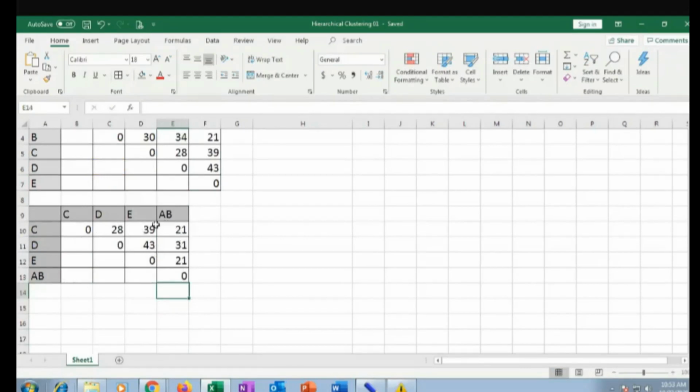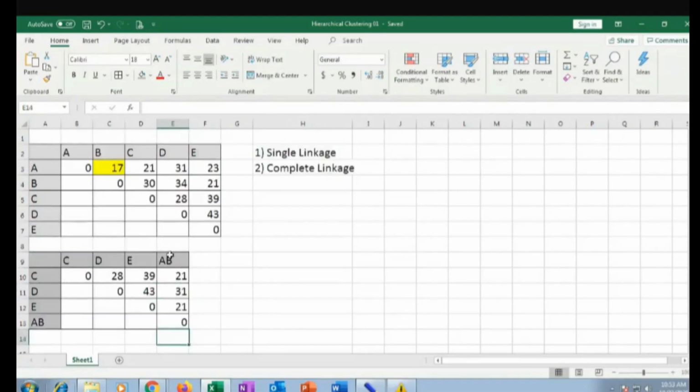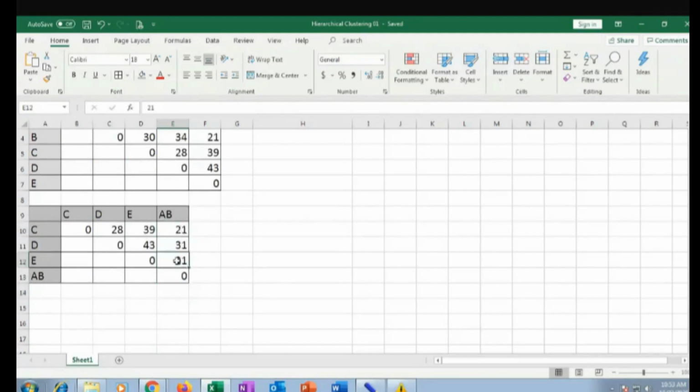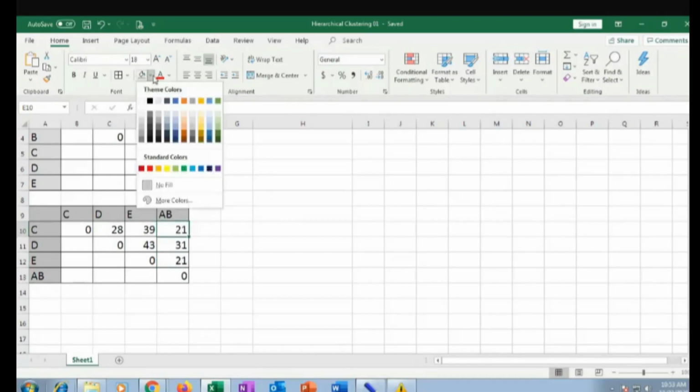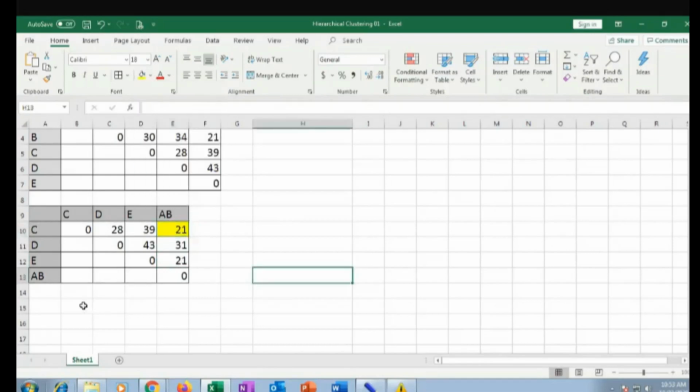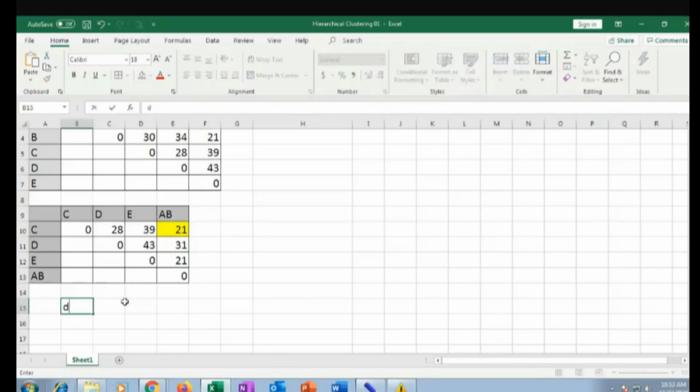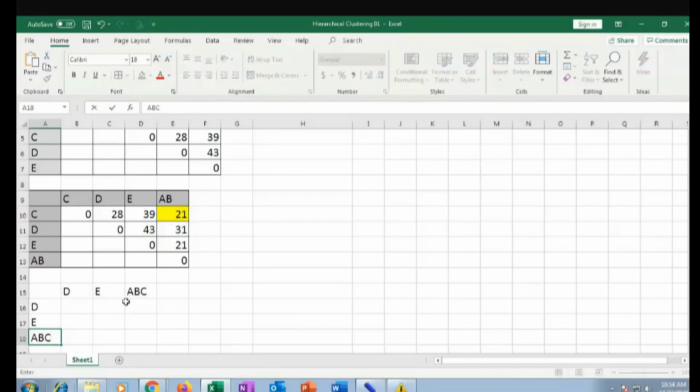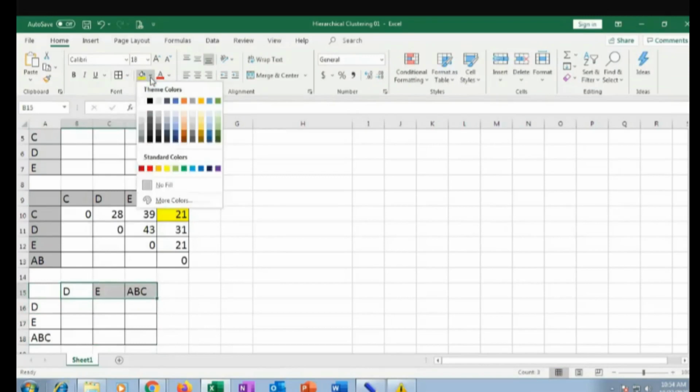Here you can see there are two distances which are the same, 21 and 21. You can choose any one, it doesn't matter, C or E, but the dendrogram will be a little different. So let us choose C first. I will select this as the distance. Now you will have D, E, and ABC, and then we will find the distances of that.